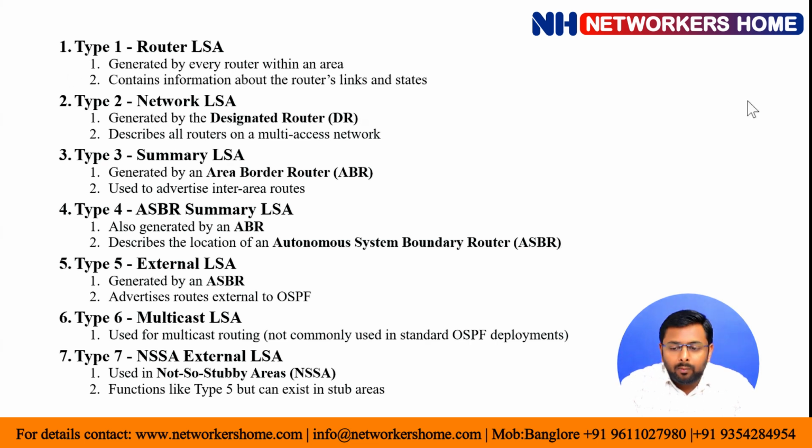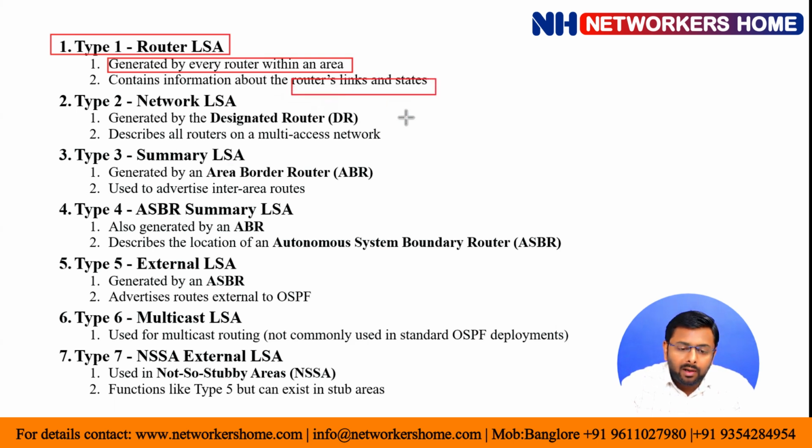So what is the use of type 1? Type 1 is called a router LSA. It is generated by a router within an area. It contains the information about the router links. With the help of that particular interface or link, whatever IP address and router ID it has, all this information is shared with other routers. That is the first type, called the router LSA.